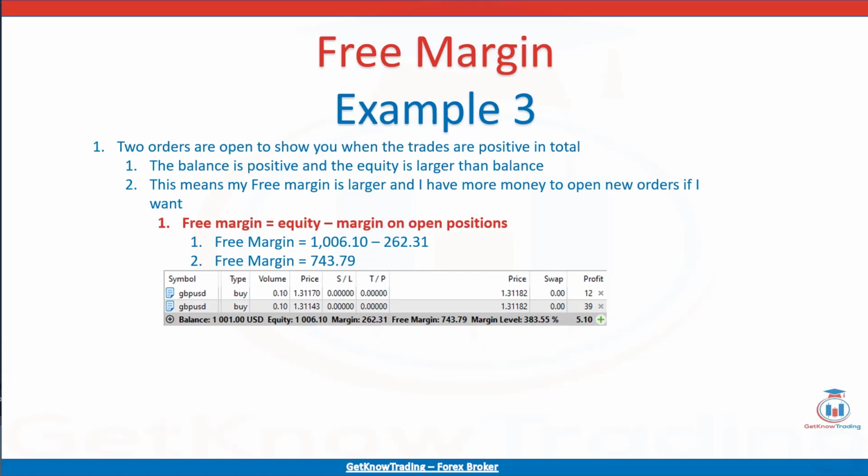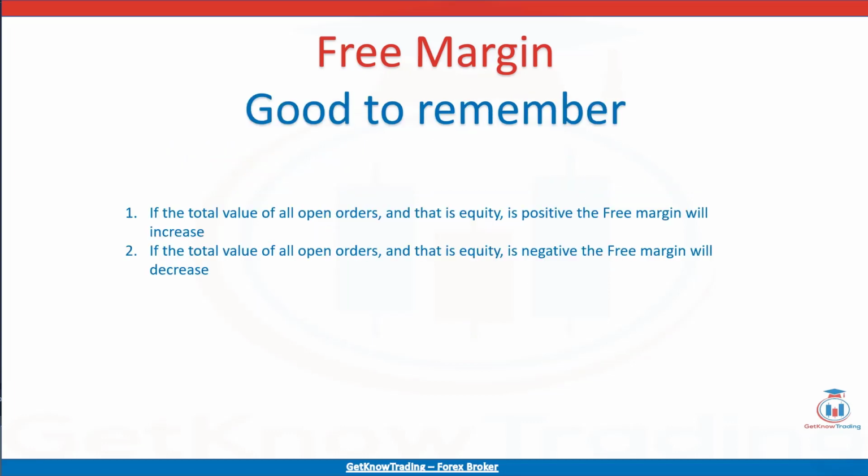In the third example, I have two orders that are positive, and you can see how free margin increases, because equity is increasing. Margin value, which is 262.31, stays the same all the time, but the equity is increasing and free margin is increasing. If you take a look at the previous slide, I had free margin 731.79. You see that my positive trades have increased the free margin, and immediately I have more space for current orders or if I want for new orders. You need to remember that the free margin is a floating value and it can rise or fall depending on the current status of open orders.